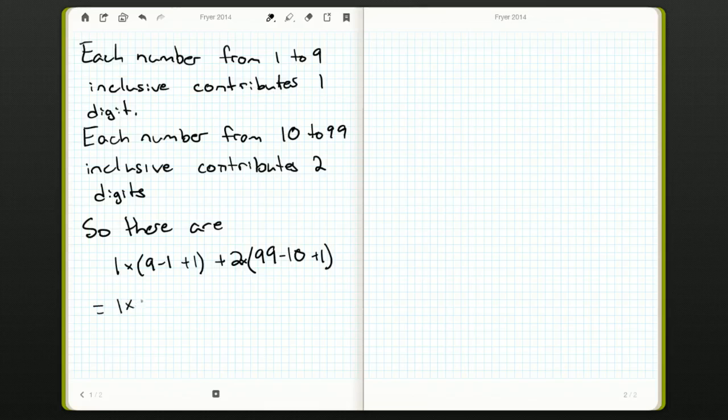So that's 1 times 9 plus 2 times 99 minus 10 plus 1. That's 100 minus 10, so that's 90. And we can get our calculator out if we want to. 9 plus 2 times 90, which is 189. And that's going to be our final answer, 189. That's how many digits there are.